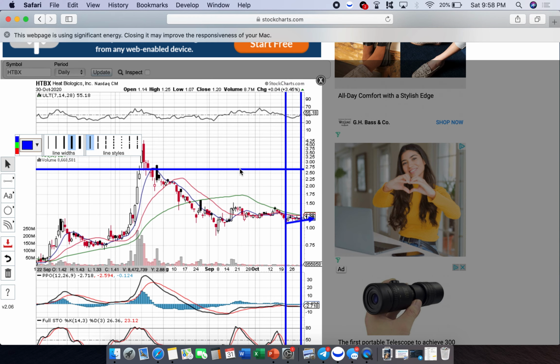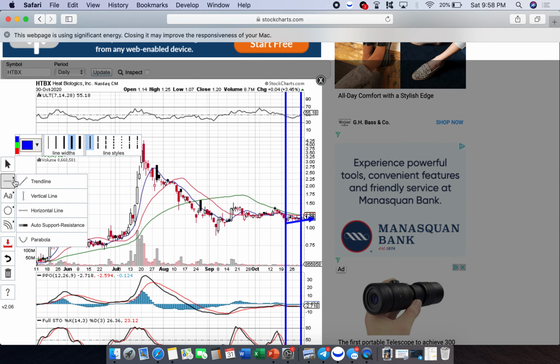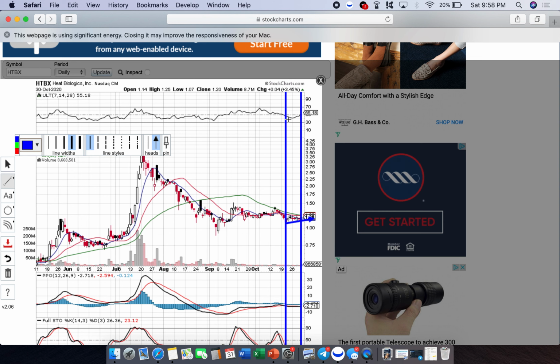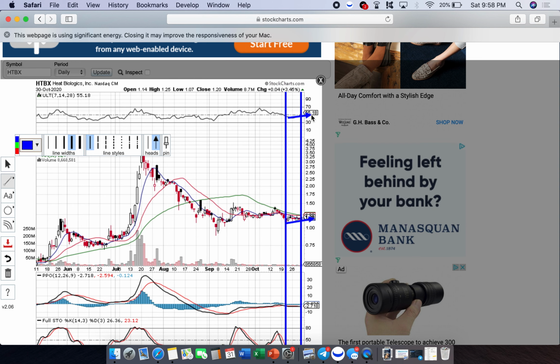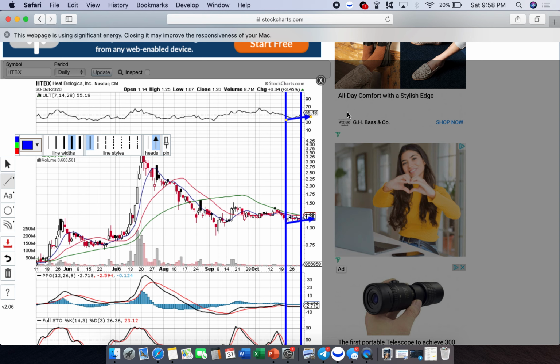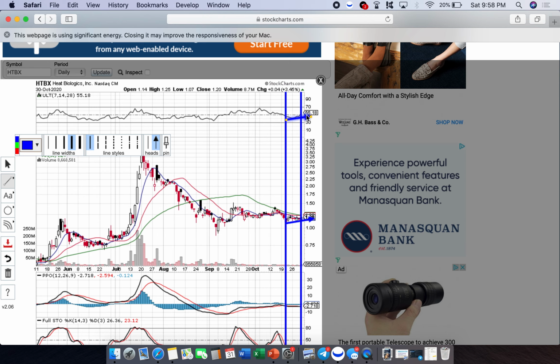Do that, erase this, and then do a trend line, and then you can take the trend there and follow it up to there. Now that you follow this, you can see that this shows a positive gain. This shows a positive gain.